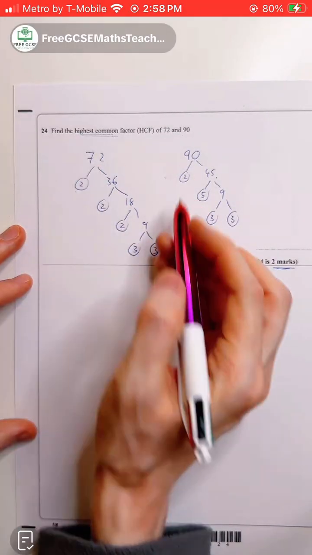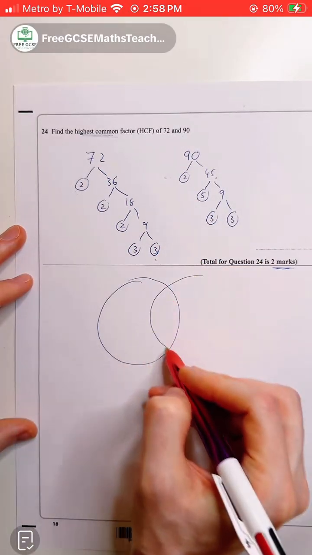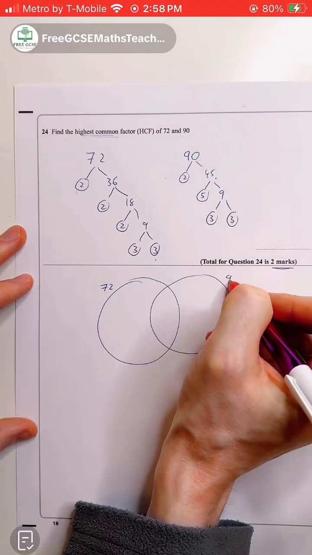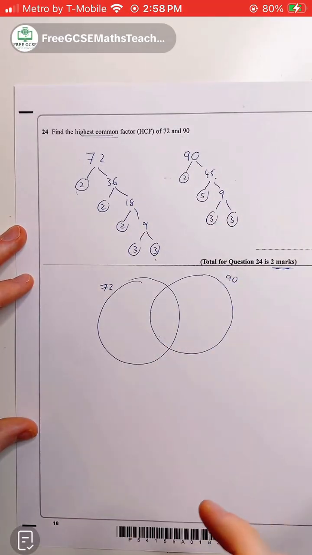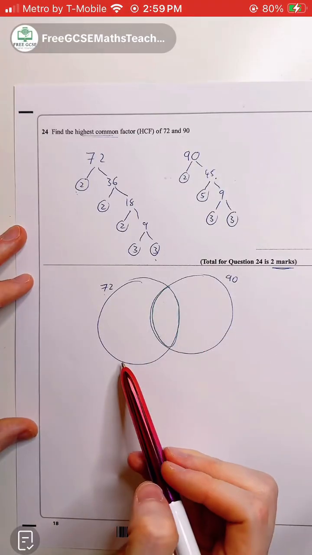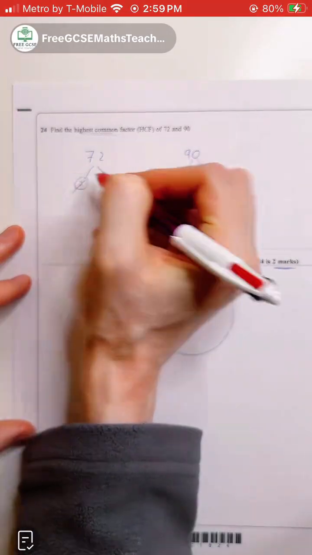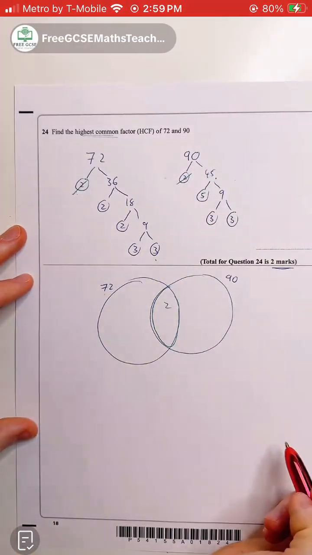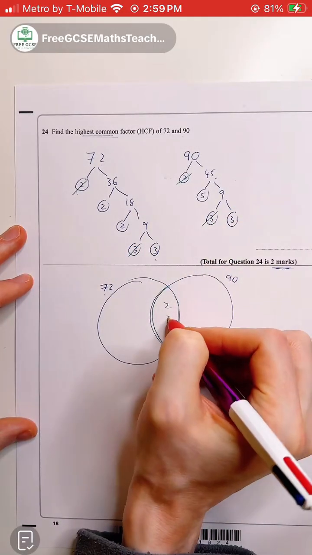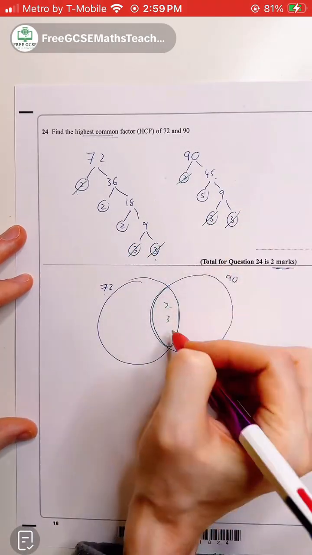So now, as we've got 2 numbers, we always start by drawing 2 overlapping circles. On the left-hand side, I'm going to label this 72. On the right, I'm going to label that circle as 90. Always start in the overlapping part, the intersection. They're the numbers that are common in both 72 and 90, the common prime factors. So here we've got 2. That's common, so you write it like that. What else is common? Well, we can see we've got 3, so it goes in the intersection. And we've got another 3.